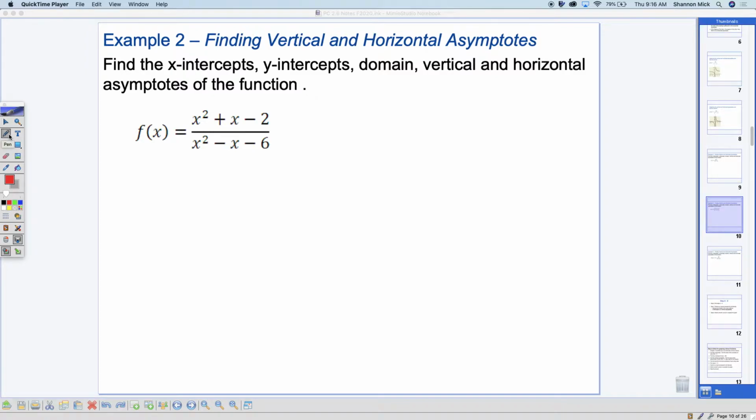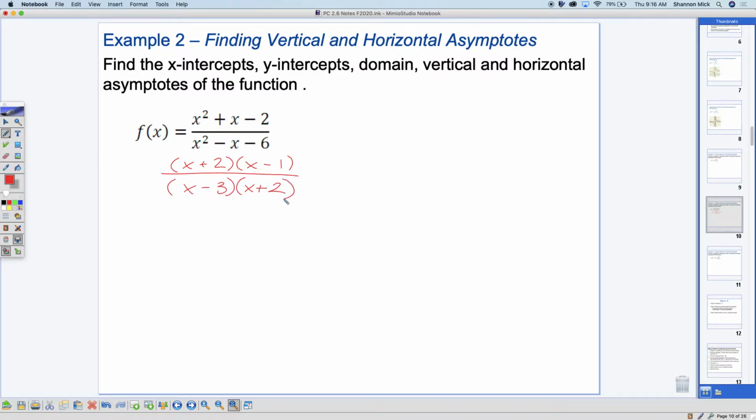What's the numerator factor to? 2 and 1. So x plus 2, x minus 1. Yep. Denominator? 2 and 3. So x minus 3, x plus 2. Yeah. And then you can take those two out, you can simplify them.